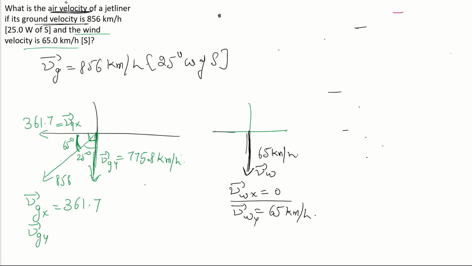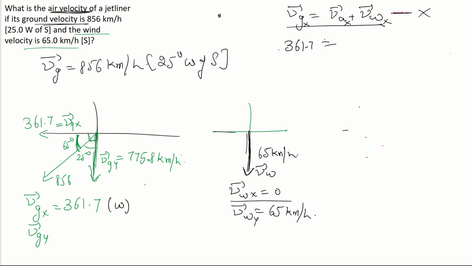Now what we will do is apply the equation which we learned earlier, Vg equals Va plus Vw. I'm going to apply this equation in the x direction, and then in the y direction also. I'll call them VGX, VAX, VWX. VGX is given as 361.7, and this is in the west direction. The directions are really important in this case, so because it is in the west direction, I'm going to use the negative sign here.